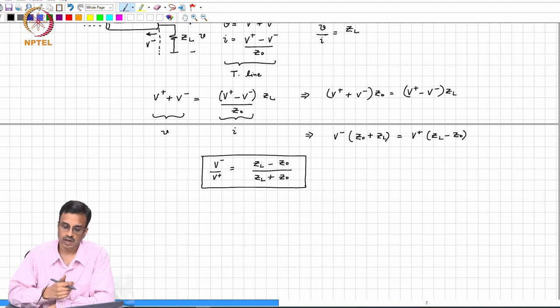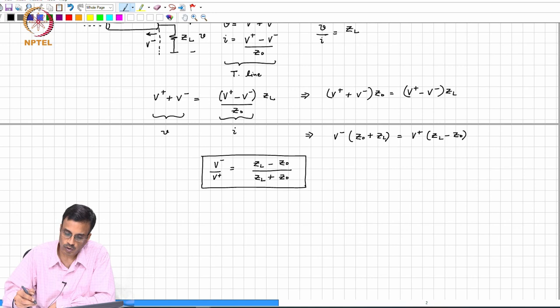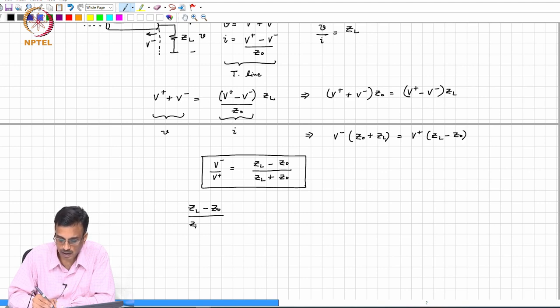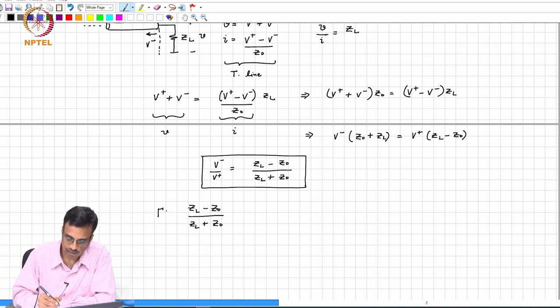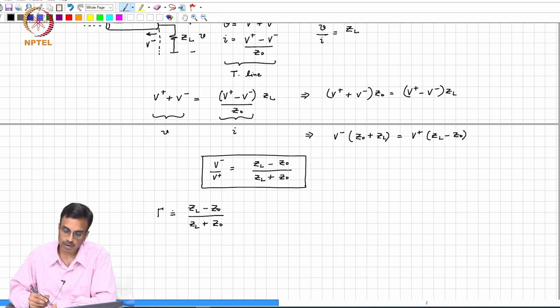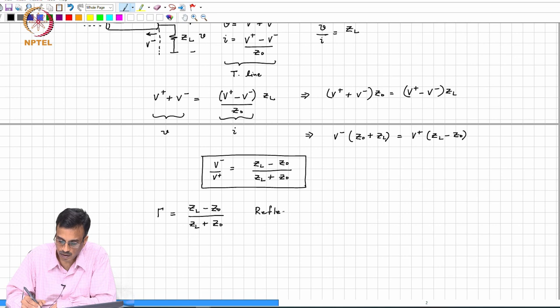Of course, it is proportional to the amplitude of the incident wave. So this quantity, ZL minus Z naught by ZL plus Z naught, is called the reflection coefficient and is often denoted by the Greek symbol capital gamma.